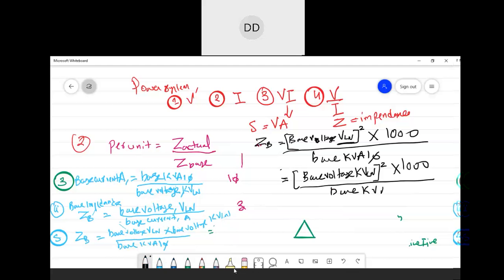Now if I multiply this by 1000 and 1000, this thing will not be there. So I can write this as base MVA single phase. So either you can write it like this or like this. So this was about the single phase system.